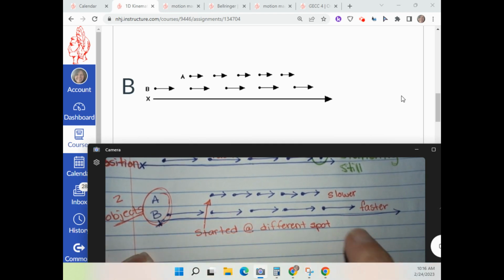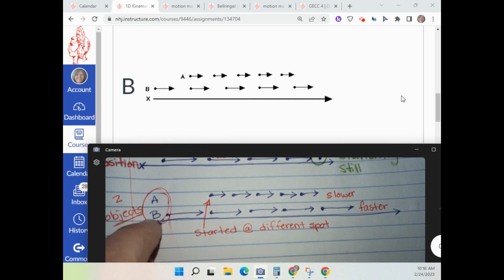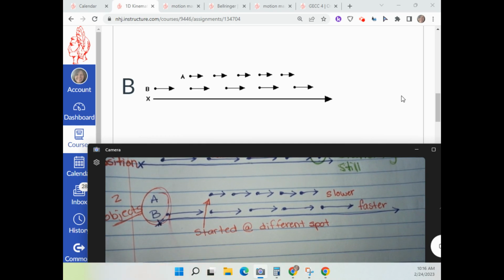So 2 objects. This one's faster because the arrows are longer and the dots are farther apart. A started at a different place. And you guys did a pretty good job of coming up with that on your own. If I ask you what happened in this scenario, you would say there were two objects. Object B was faster and covered more distance. Object A started further away from the origin. Okay, so those are the kinds of things you might say.